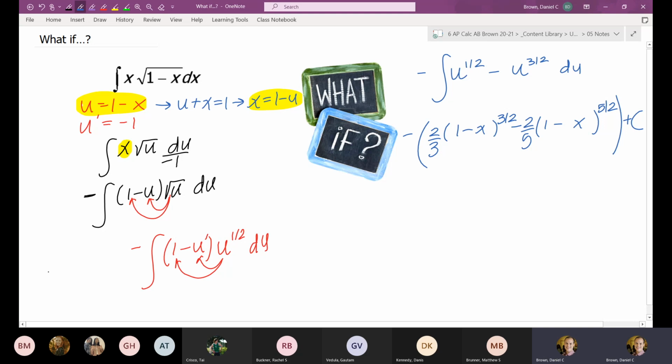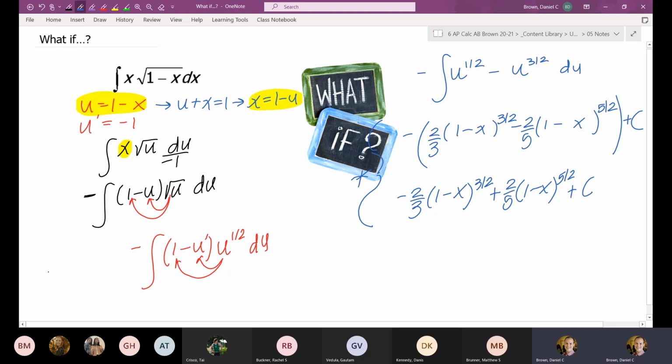I'm going to distribute that negative just so I have a few less parentheses to deal with. So negative 2/3 times (1 minus x) to the 3/2 plus 2/5 times (1 minus x) to the 5/2 plus c. But either of those answers would be correct.